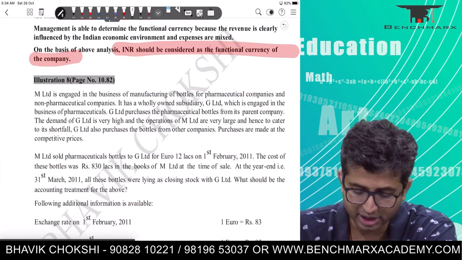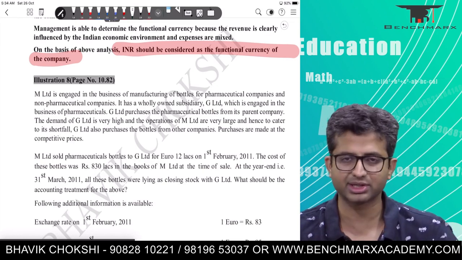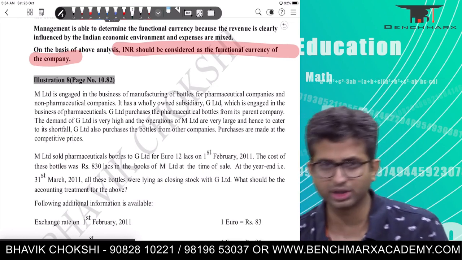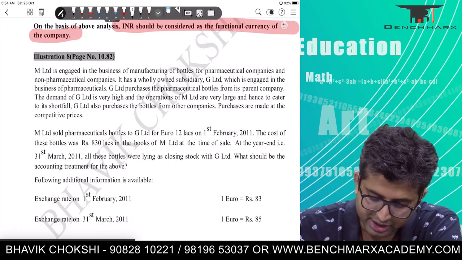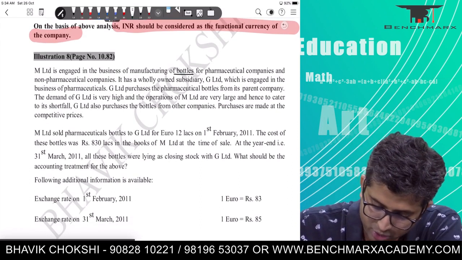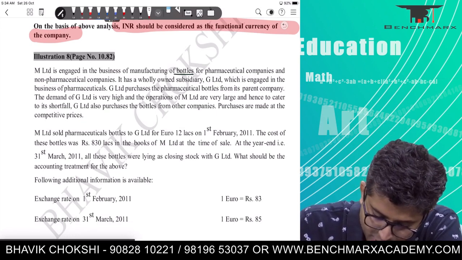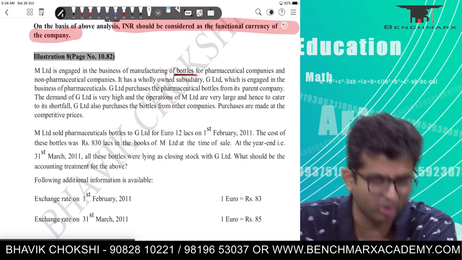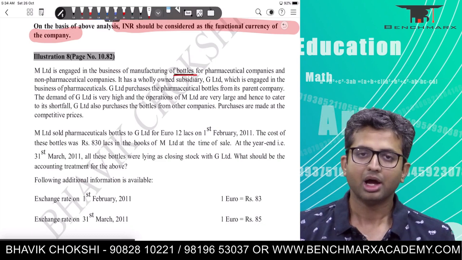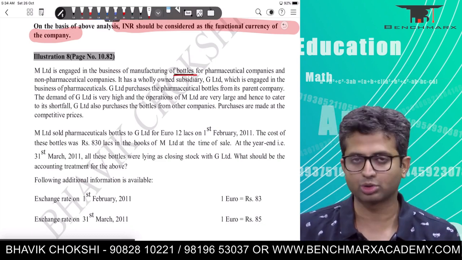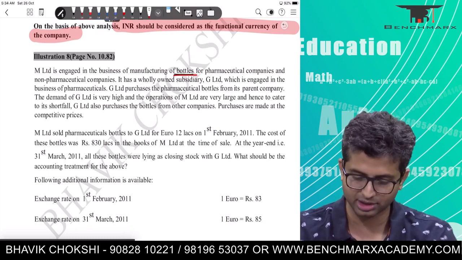Then goes illustration 8. Now this is an interesting illustration, linked to consolidation to some extent, on how you should go ahead and do intercompany elimination. So M Limited is engaged in the business of manufacturing bottles for pharmaceutical companies and non-pharmaceutical companies. So it's a bottle manufacturing company. Honestly, in this question, I don't think enough data is given to you. The institute has solved it based on some data points. We do it at this stage based on what the institute has done, so that we are at least aware of the solution, but I don't think complete data is given in this question.